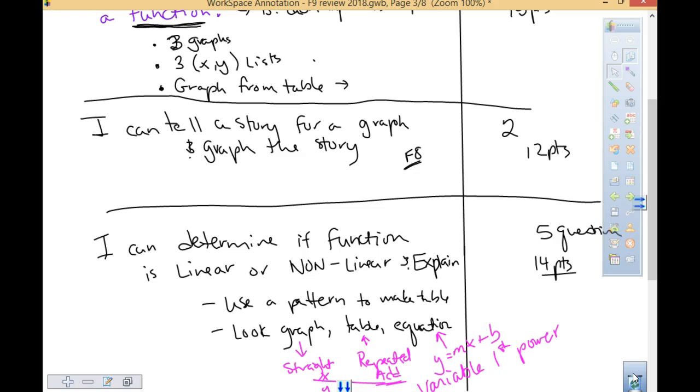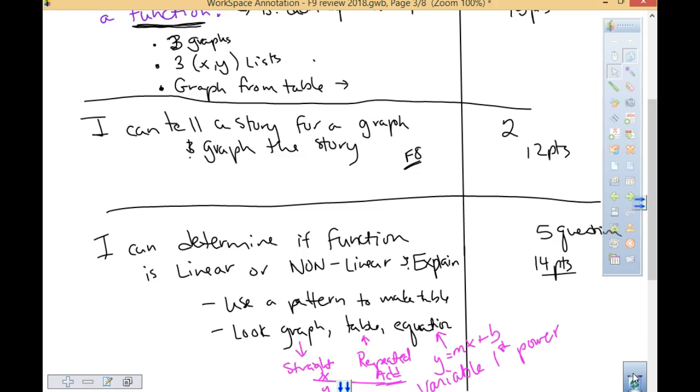Linear is different. When I'm trying to determine if something is linear, what I am going to be taking a look at is using a pattern. I'm going to ask you possibly to make a table. I'm going to give you 5 questions. So it's going to be 14 points. Most of them are worth 2 points each, and it might be worth 3 or 4 points. You got to do the explanation of why.